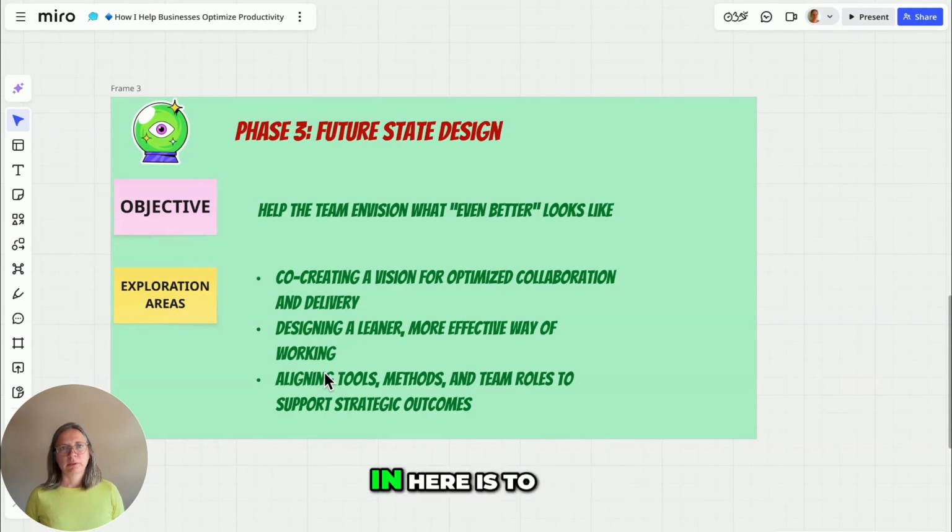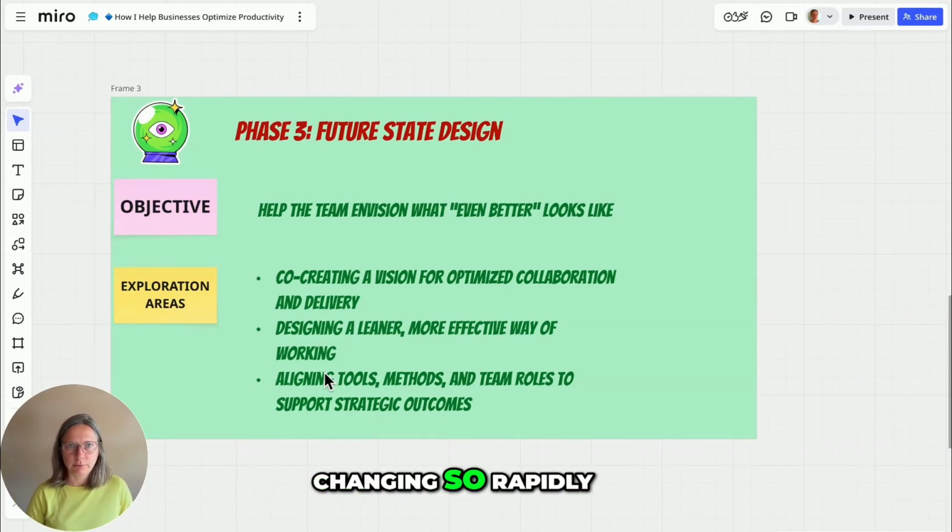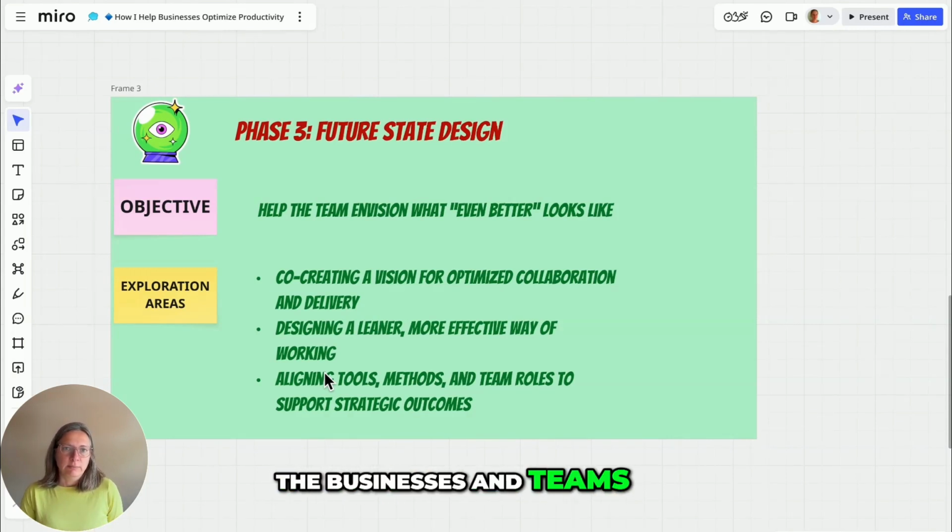What is very important here is to be clear about the time frame of that future. Here we don't work too much with 24 or 36 months. I'd rather suggest that we keep the perspective of 6 up to 12 months, simply because things are changing so rapidly. And it's healthy for businesses and teams to review their plans more regularly these days.